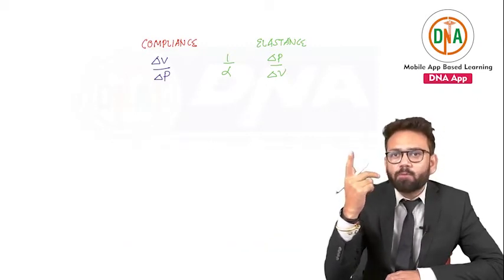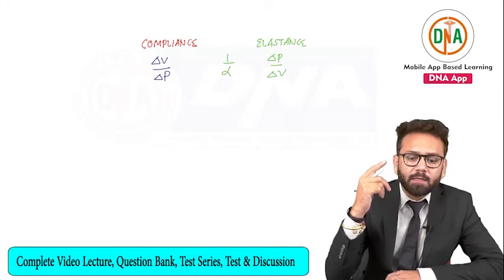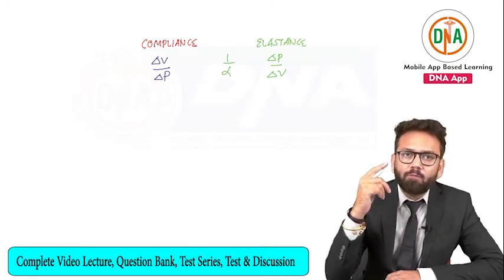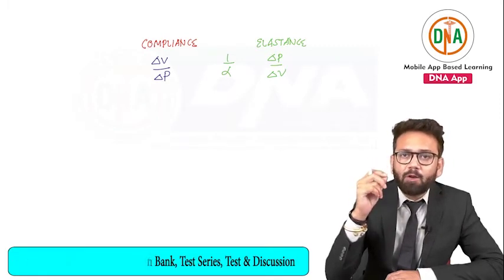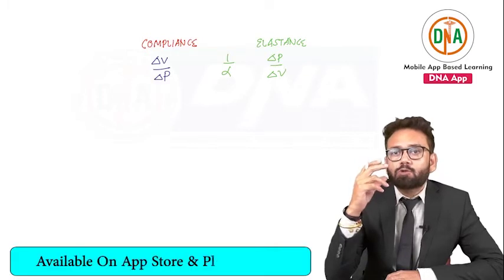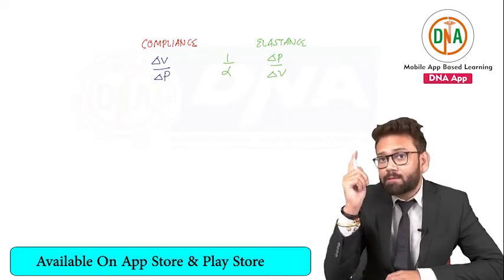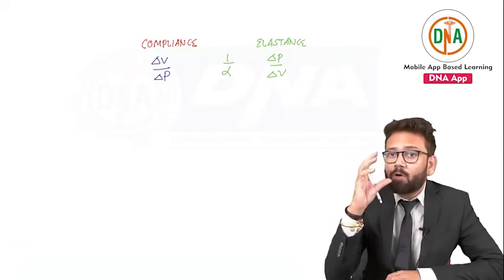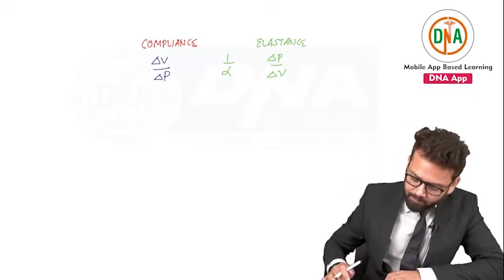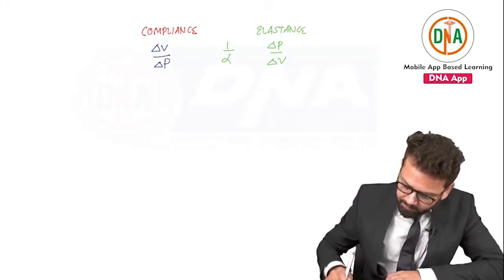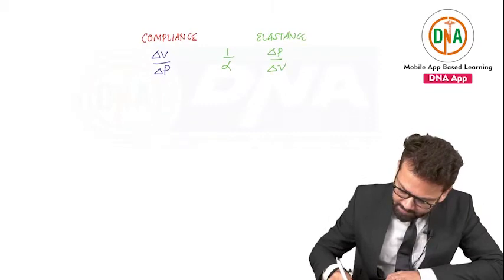Suppose there are two balloons. One is a thick balloon, the other is a thin balloon. So the thick balloon will be less compliant and the thin balloon will be more compliant. The thick balloon will be more elastic and the thin balloon will have more compliance. Okay. So we will draw a diagram of compliance.